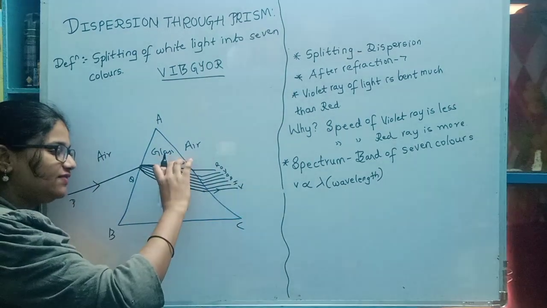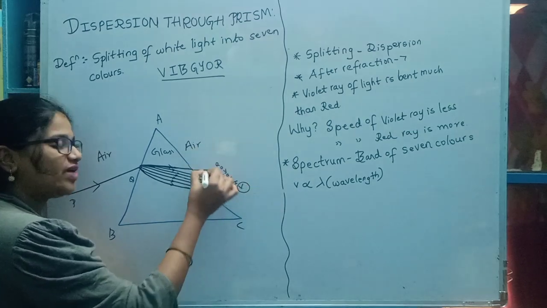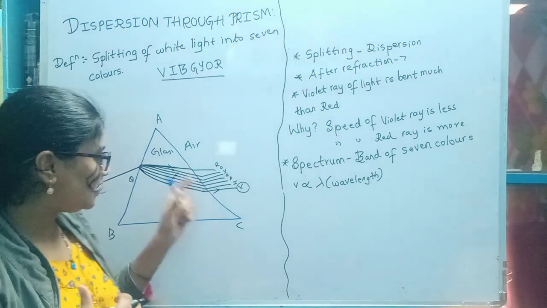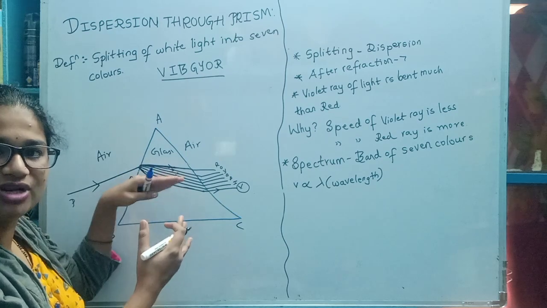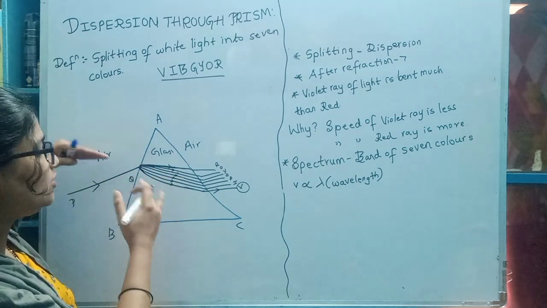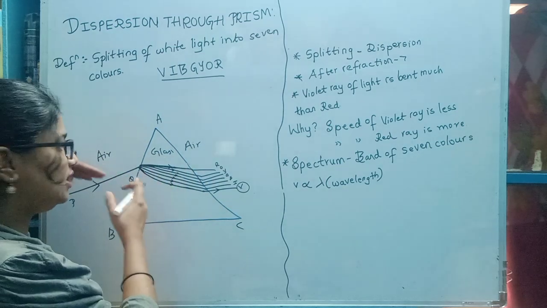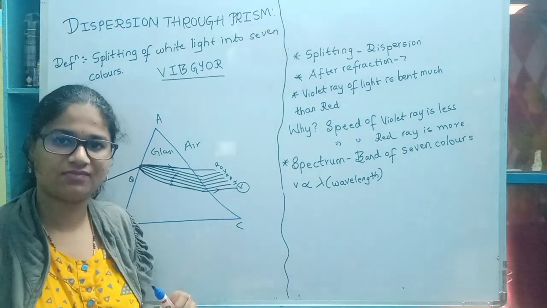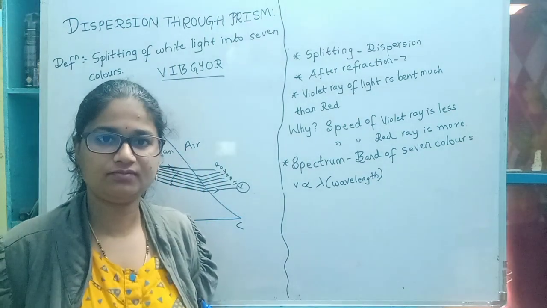But comparatively, the speed of the violet ray is very less and the speed of red light is very much greater. That is why the violet ray bent very much, whereas the ray of red light did not bend much. It appears to be in the direction of the incident ray only. So this is regarding dispersion through a prism.